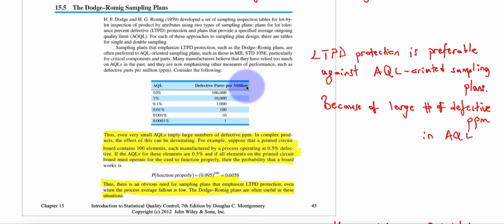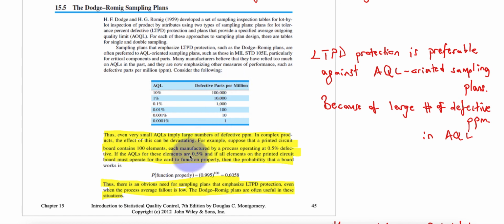But here, let me say this. When we compare LTPD protection with the accepted quality level, against the bad quality of the lots, especially we may need to go with the lot tolerance percent defective. Why? Because the accepted quality level can lead to some misperception. And why the accepted quality level is not good, we can also see on the defective parts per million scale.